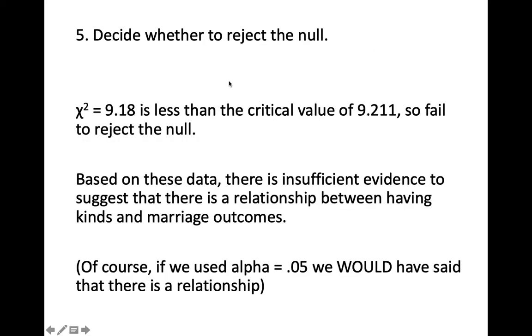So decide whether to reject the null. Our chi-square is 9.18. This is less than our critical value of 9.22. So we fail to reject the null. So based on these data, there's insufficient evidence to suggest that there is a relationship between having kids and marriage outcomes. Now, what you should, of course, notice is that if we had used an alpha of 0.05, we would have said that there's a relationship.